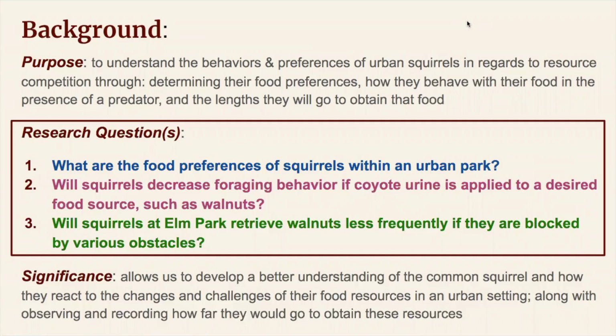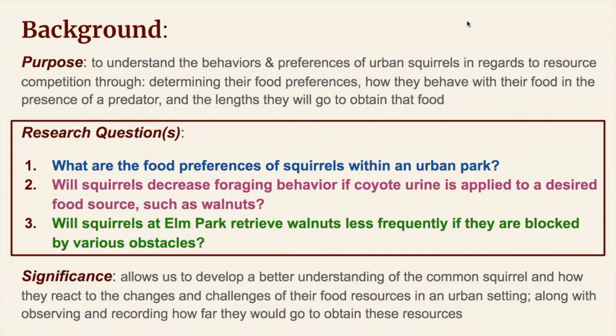So this formed our three questions, which are: what are the food preferences of squirrels within an urban park? Will squirrels decrease foraging behavior if coyote urine is applied to the food source? And then lastly, will squirrels at Elm Park retrieve walnuts less frequently if they are blocked by various obstacles?